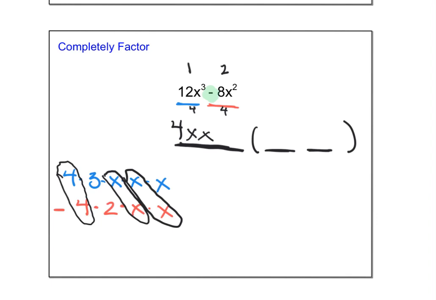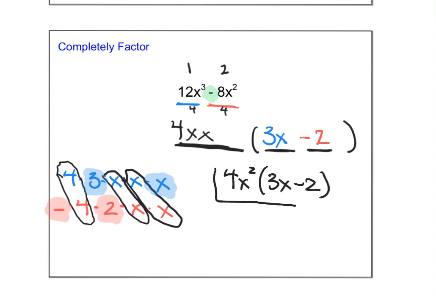So now I have to put in what I've got left over. When I look here, I've got a 3 and an x left over. So I'm going to write that. That was from my first term, so it goes in that first saved spot. And then my second term, there's a negative and a 2 left over. So I'm going to put in my second spot a negative 2. To clean this up a little bit, 4 times x is 4x squared, and the leftover is 3x minus 2. So that would be your final answer.